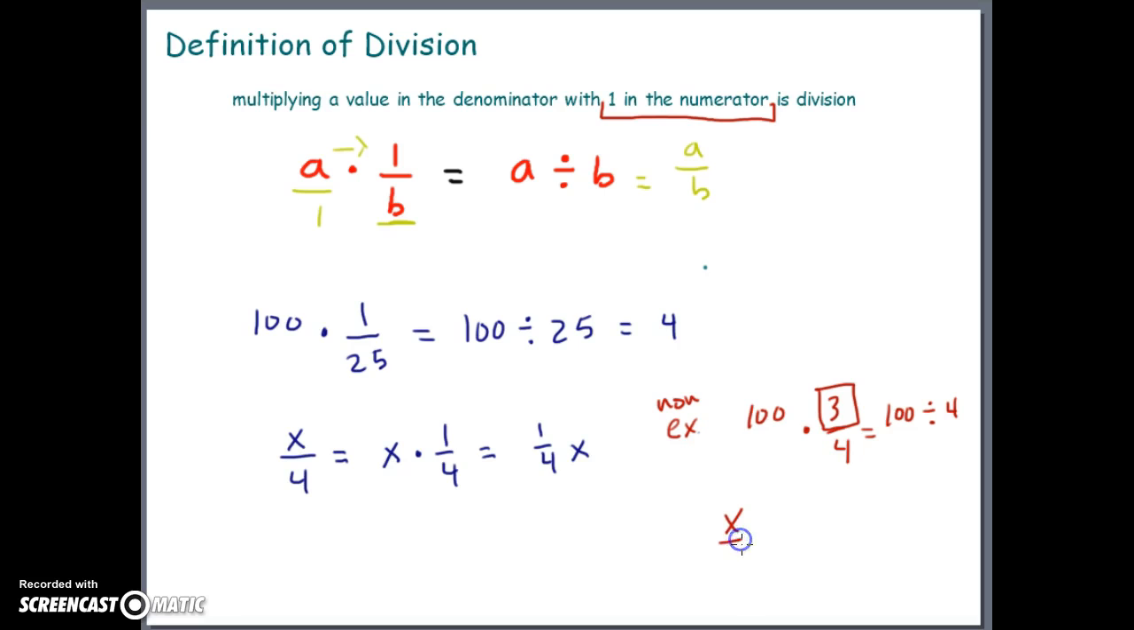Or x divided by 4 does not equal 4x. You can't take what's being divided and multiply it. You can only turn this into multiplication if you have 1 in the numerator. So that's an important part of this definition of division.